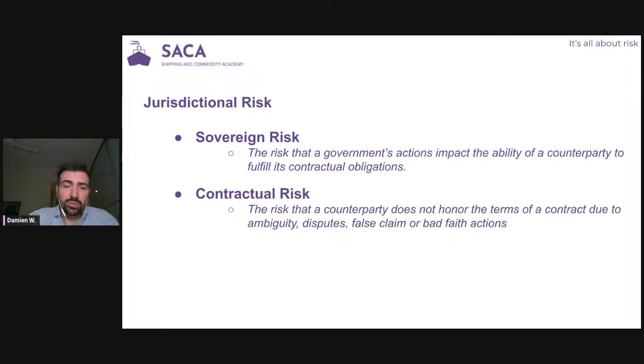Contractual risk. So this is the risk that the counterparty does not honor the terms of the contract due to ambiguity, dispute, false claim, or bad faith action. So this is not the same as performance risk, even though it's quite close. This one is the fact that the guy is going to try to screw you on the contract. So obviously the way to mitigate that is to know your counterparty.